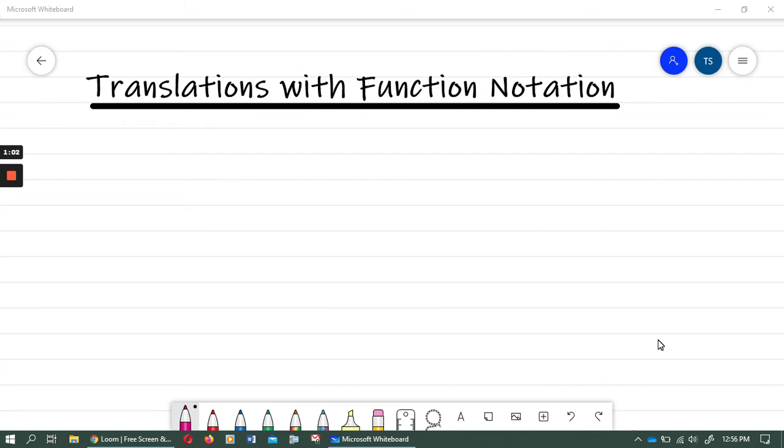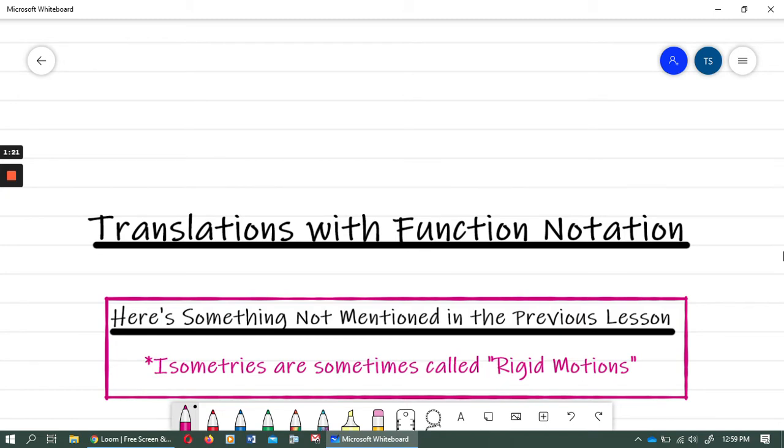Okay, so guys, before we get into some of the specific things that we want to include in today's lesson, let me just mention that there was at least one thing that I neglected to mention in yesterday's lesson, so let's visit that briefly. That thing was the fact that isometries are sometimes called rigid motions.